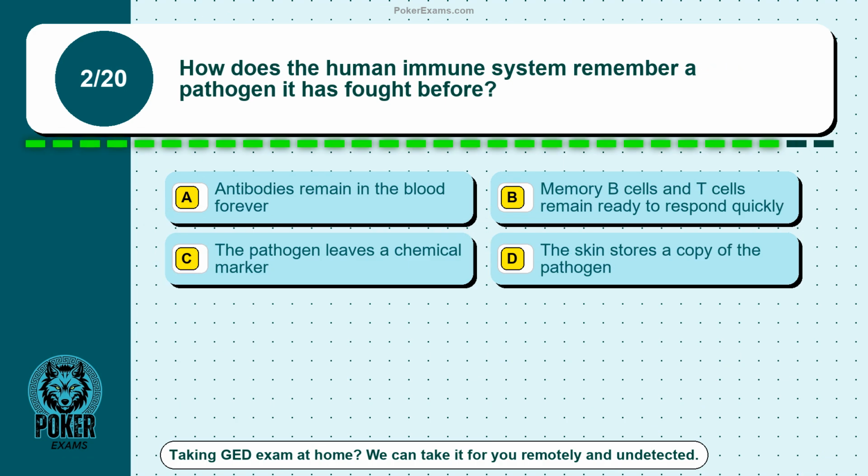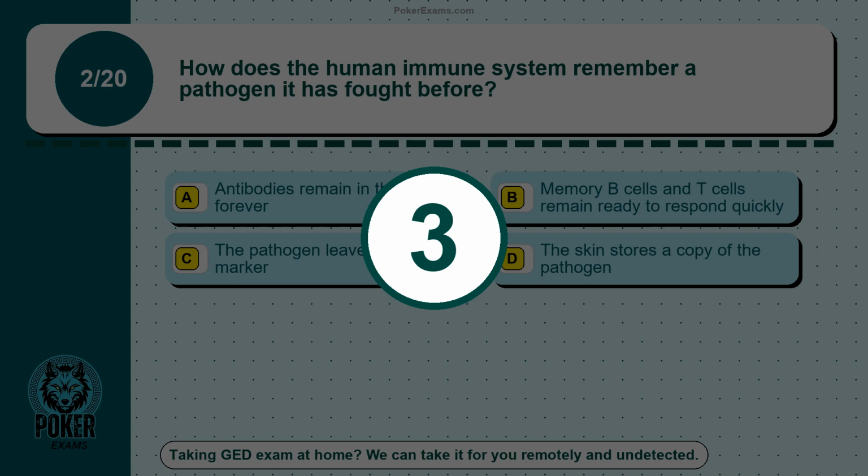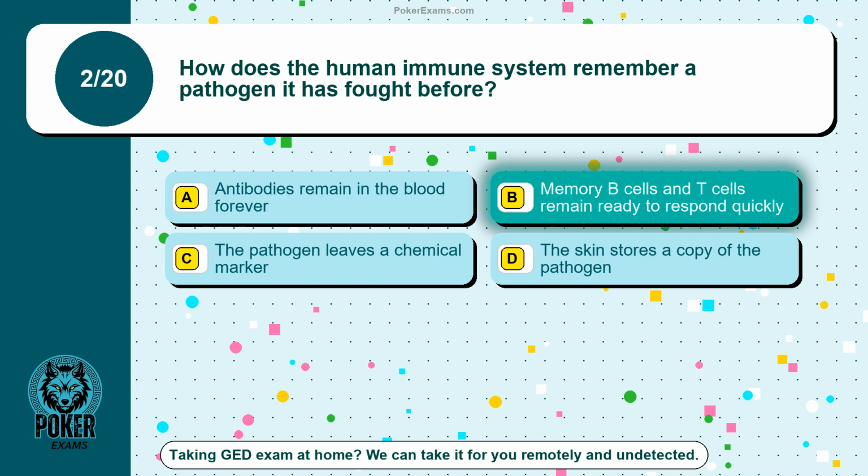Question 2. How does the human immune system remember a pathogen it has fought before? Option A, antibodies remain in the blood forever. Option B, memory B cells and T cells remain ready to respond quickly. Option C. The pathogen leaves a chemical marker. Option D. The skin stores a copy of the pathogen. The correct answer is option B.